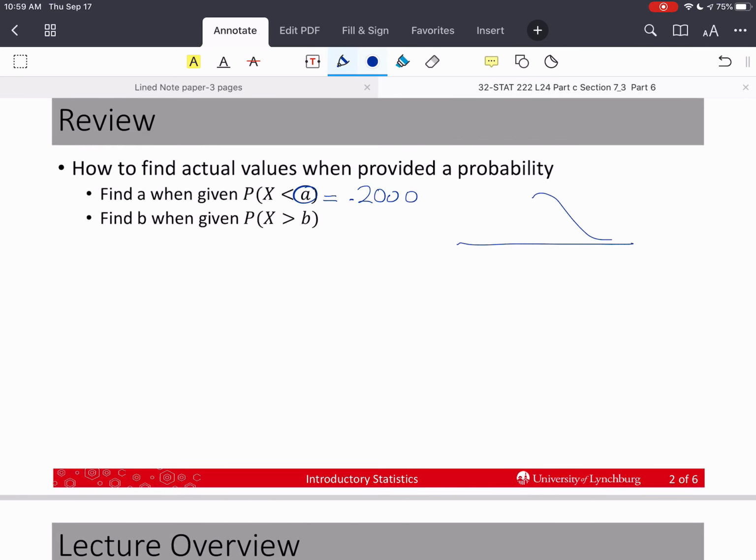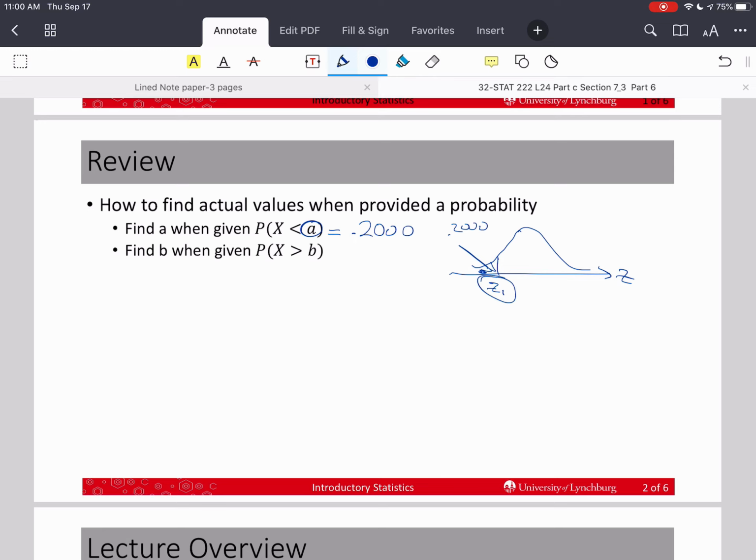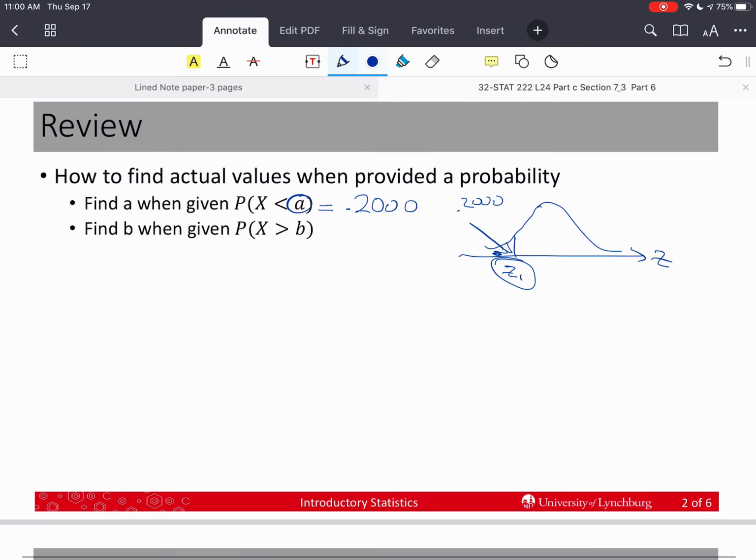Since this is a less than, we'd have the 0.2 down less than some value, let's say z1. And this would be 0.200, and so we'd have to look up this z-score in order to find the raw score. When we look that up, we'll find it's negative 0.84, and then a will equal x, which in that formula is mu plus z sigma, and then we'd have to plug in mu.